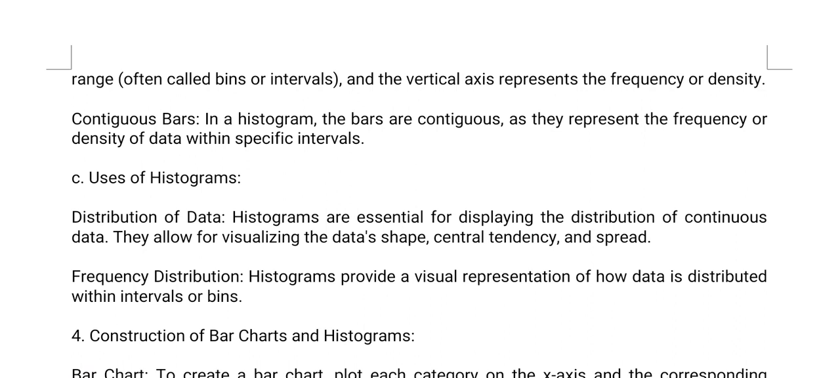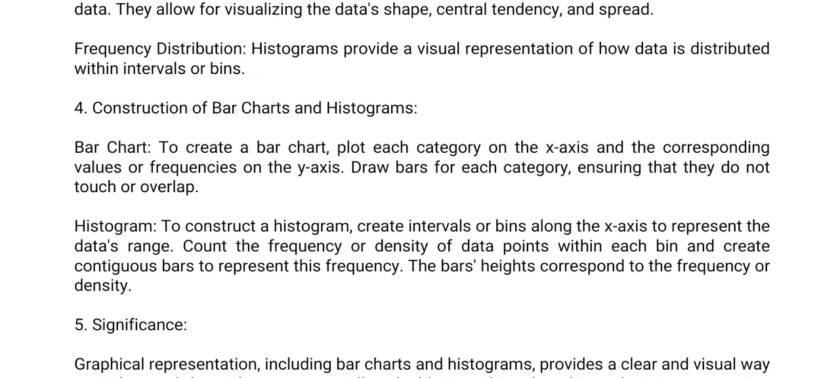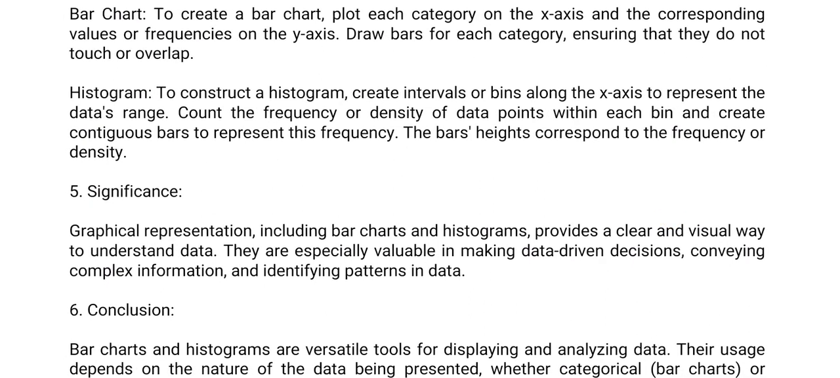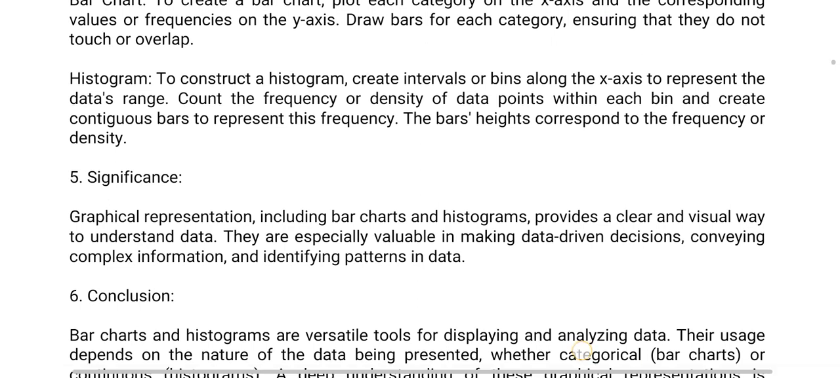Then construction of bar charts and histograms. Bar charts. To create a bar chart, plot each category on the x-axis and the corresponding values or frequency on the y-axis. Draw bars for each category, ensuring that they do not touch or overlap. Then histogram. To construct a histogram, create intervals or bins along the x-axis to represent the data's range. Count the frequency or density of data points within each bin and create contiguous bars to represent this frequency. The bars' heights correspond to the frequency or density.